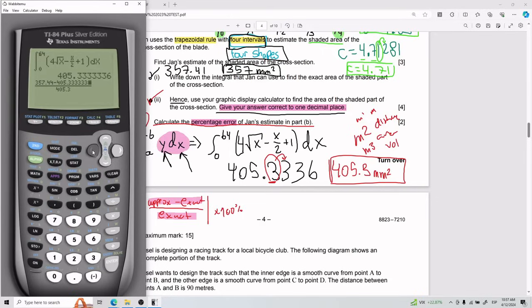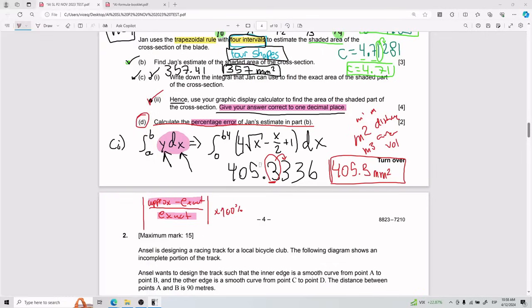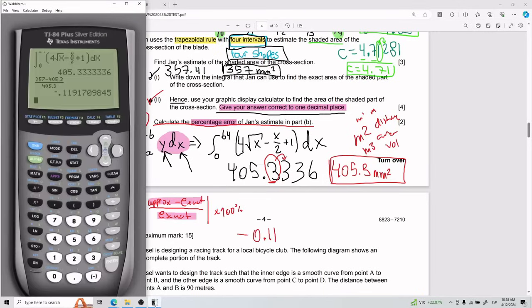Now, just to be consistent, technically, following through from my answers from earlier, this has to be just one decimal place. And over here, I left it in significant figures. So I'm going to go ahead and go like this, just to be consistent. And so if you press enter with this, you're going to get the decimal negative 0.1191.